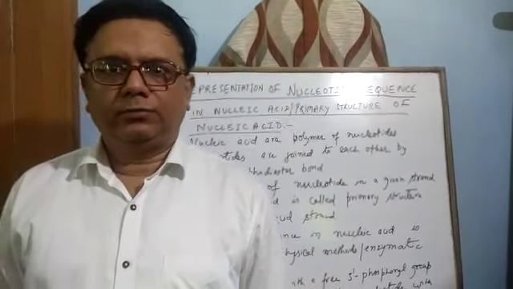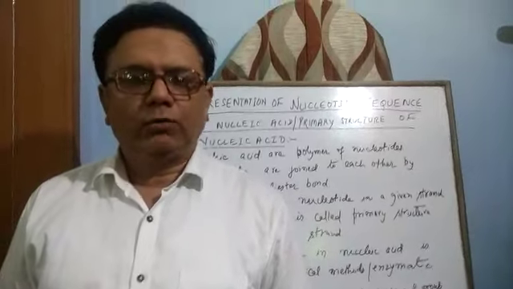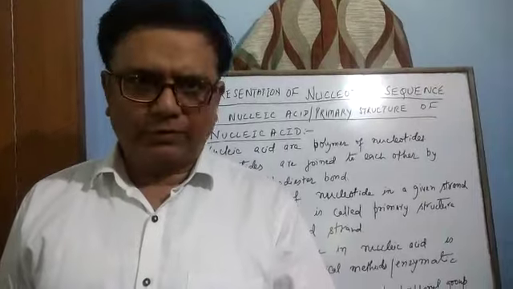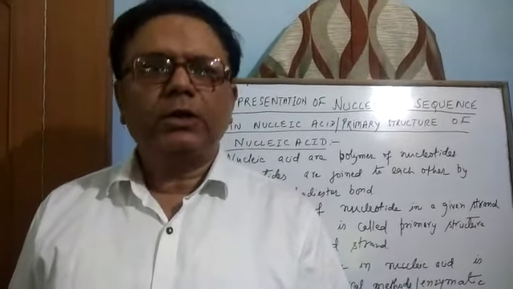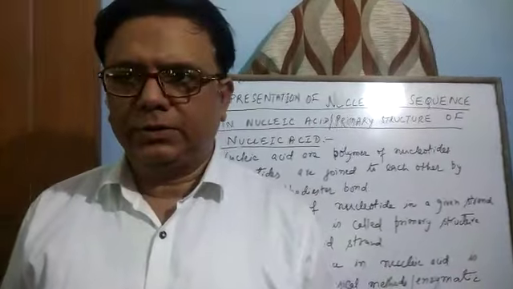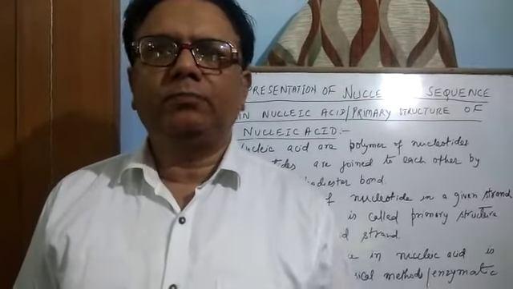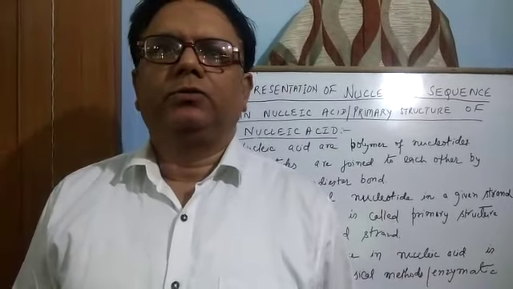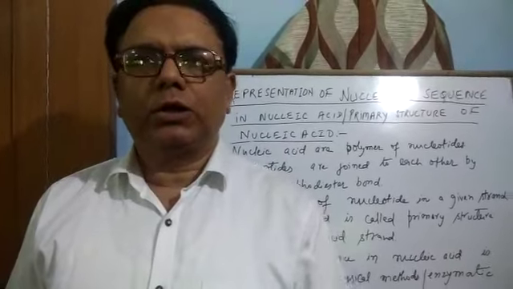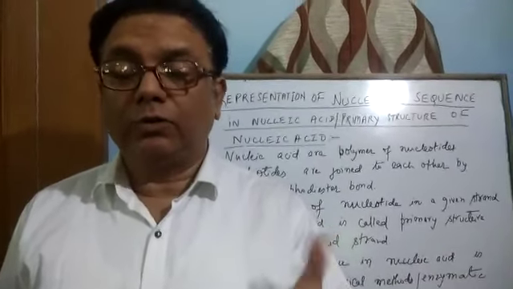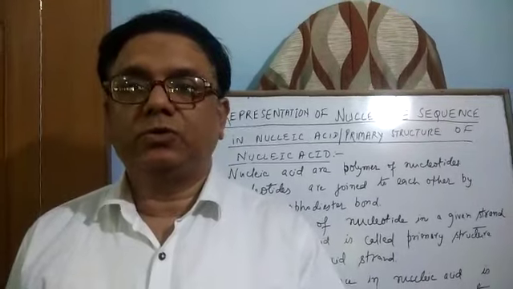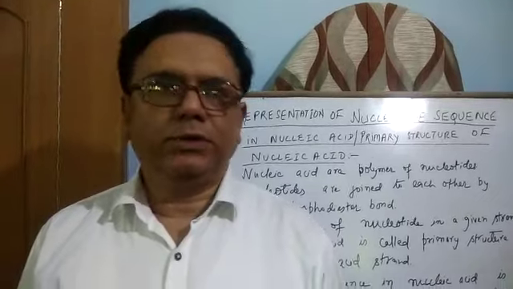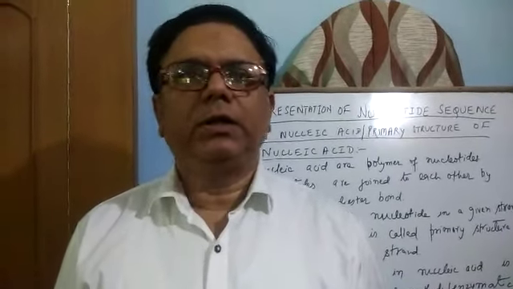Well, friends, in this video, we will talk about how to represent nucleotide sequence in nucleic acid. You know that when we say nucleic acid, we are talking about a polymer of nucleotides. So obviously, if you consider the four bases, you will have four types of nucleotide in DNA and four types of nucleotide in RNA.